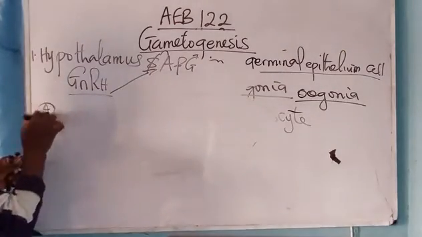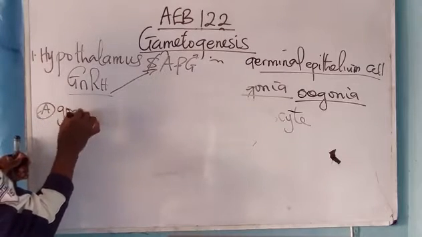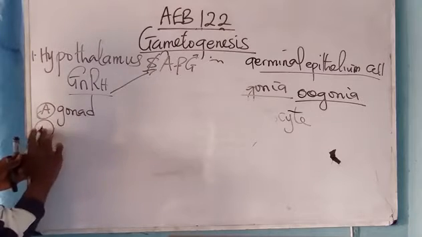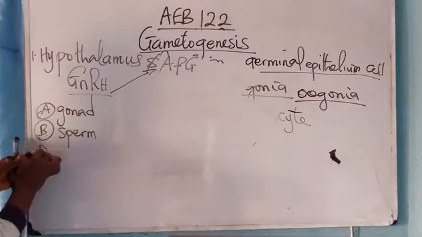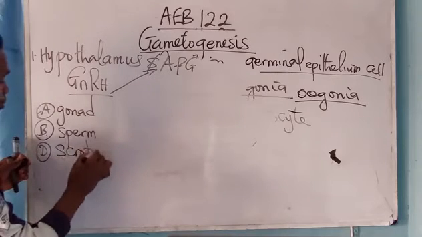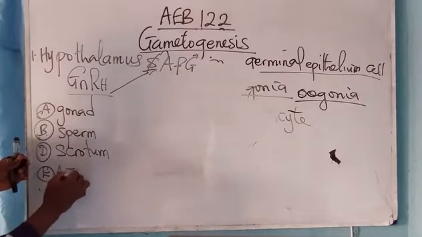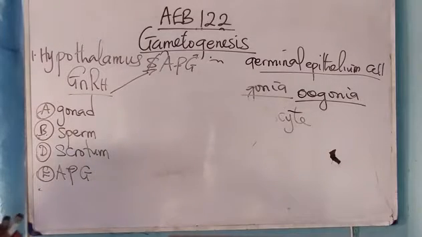Please, the target of the follicle stimulating hormone is: A. Gonad. B. Sperm. D. Let me put scrotum. Then E, anterior pituitary gland. Please, as soon as the follicle stimulating hormone is produced, its target is what?